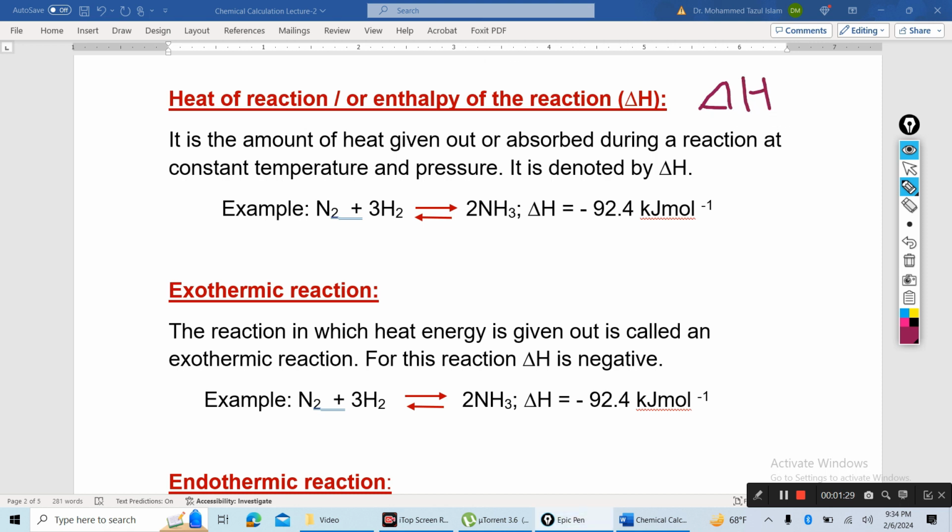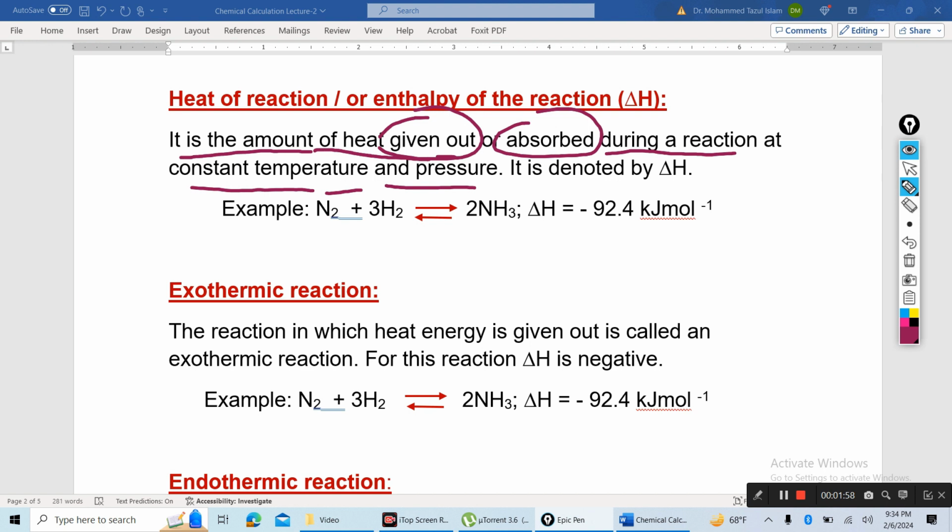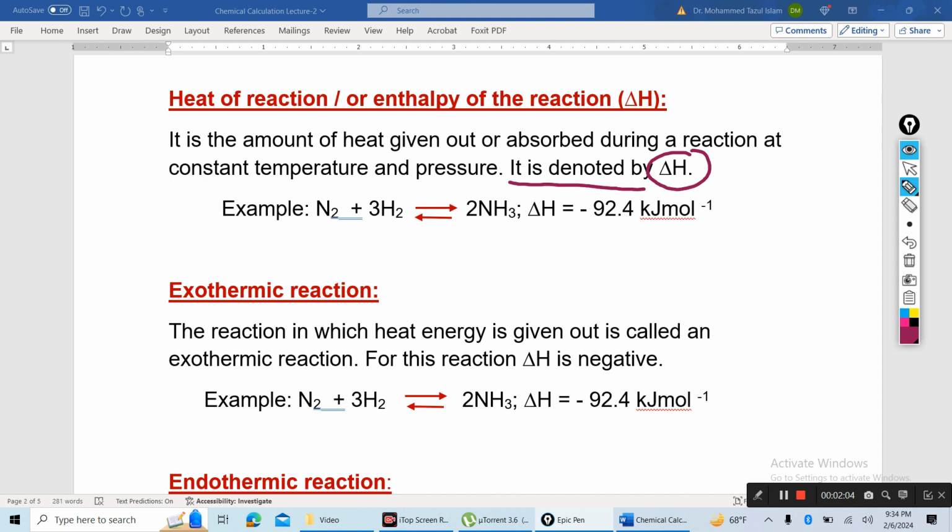H means change in enthalpy. Enthalpy of the reaction. Now you will know what is enthalpy of the reaction or enthalpy change of reaction. It is the amount of heat given out or absorbed during a reaction at constant temperature and pressure, and it is denoted by delta H, change in enthalpy or enthalpy change.